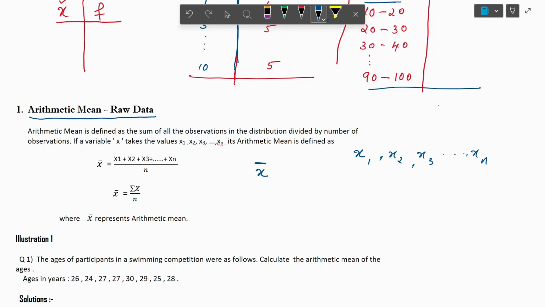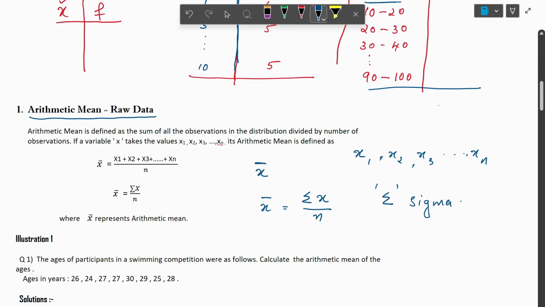Then the formula for finding the arithmetic mean, see here, is for raw data, just writing all the numbers as they are. Therefore, the arithmetic mean x bar is equal to sigma x whole divided by n. What is this? This is a symbol, read as sigma. Sigma means summation. We are going to add the values of x. That means sigma x means you are going to add all values of x. If you are talking about sigma y, you are going to add all the values of y.